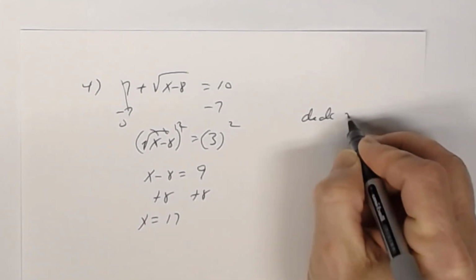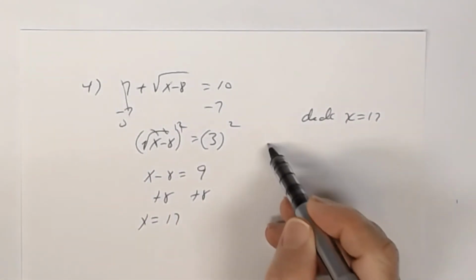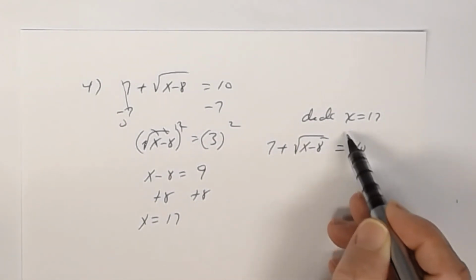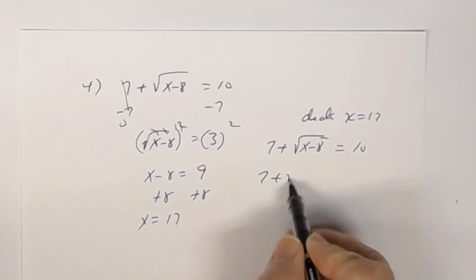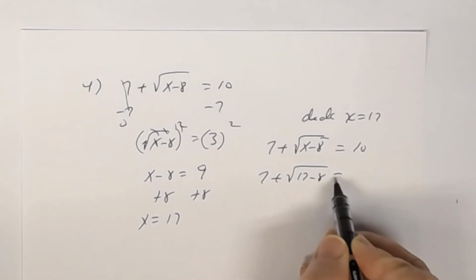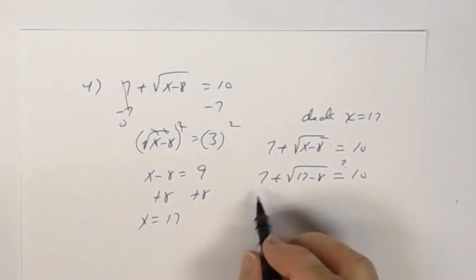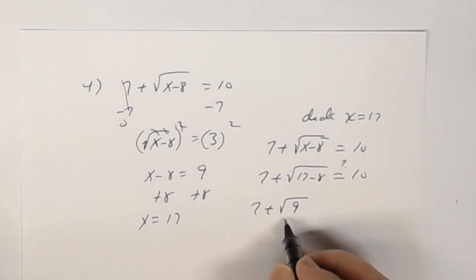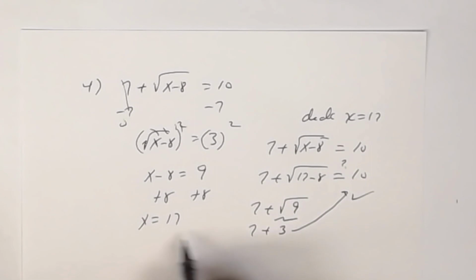So let's check x equal 17. Always go back to the original. 7 plus the square root of x minus 8 equal 10. So in place of x, I'm going to substitute 17. So I get 7 plus the square root of 17 minus 8. And I want to see if that's going to equal 10. Well, 17 minus 8 is 9, right? So I get 7 plus the square root of 9, which is 3, and 7 plus 3 does equal 10. So that's your solution.